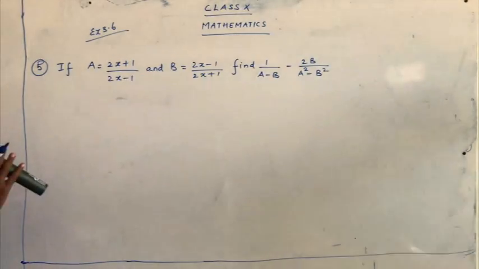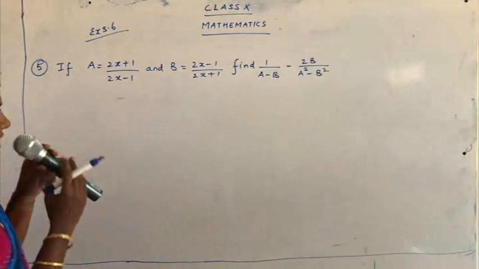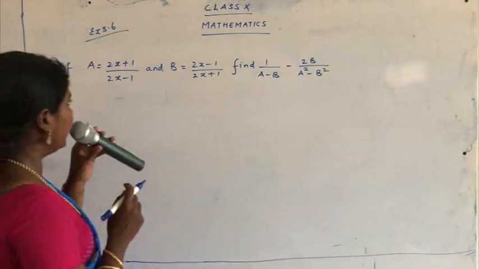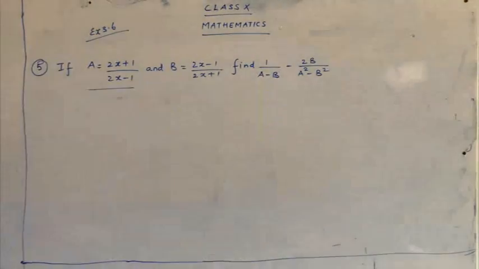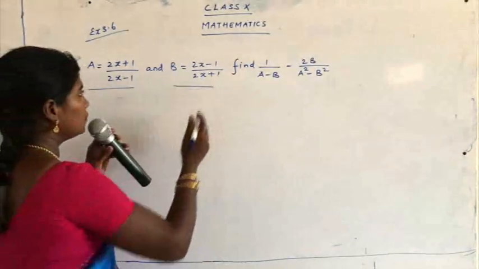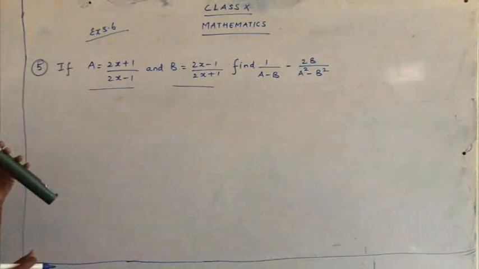Yes, everyone, have you taken the question? Well, let's start with the answer part. So now here a is given to us, that is a is equal to 2x plus 1 upon 2x minus 1, and b is given to us, that is 2x minus 1 upon 2x plus 1.